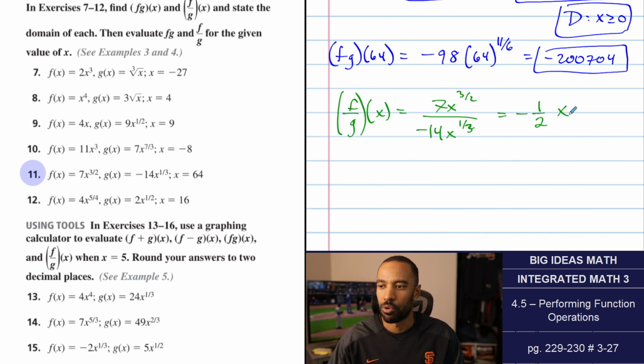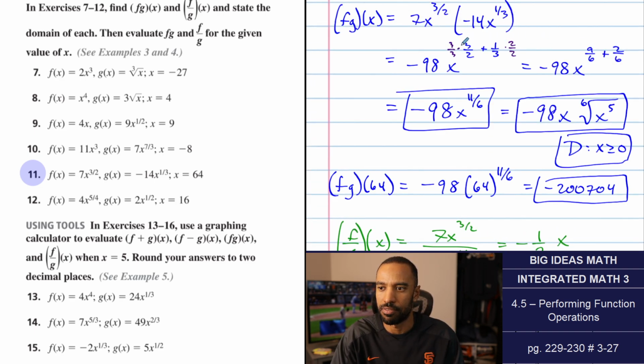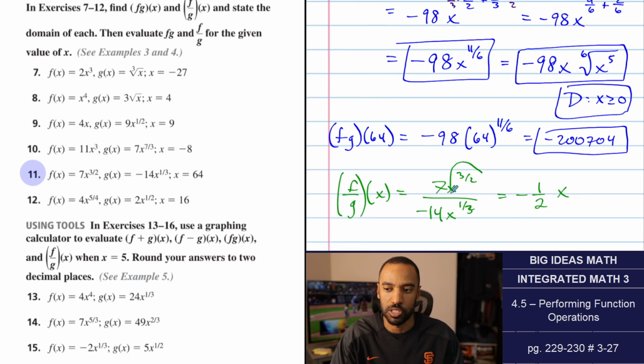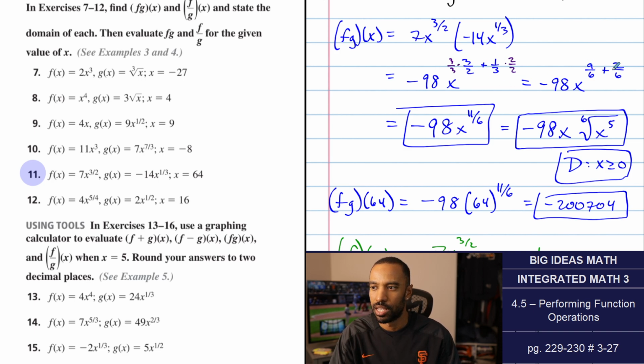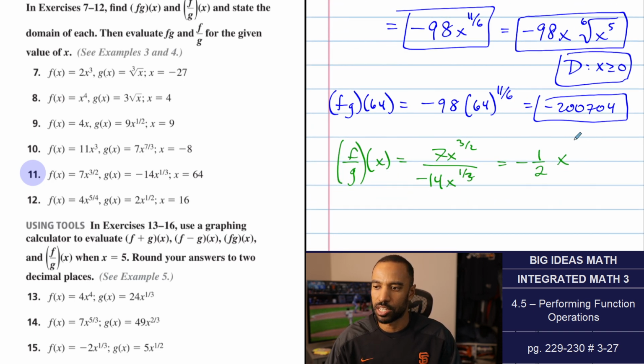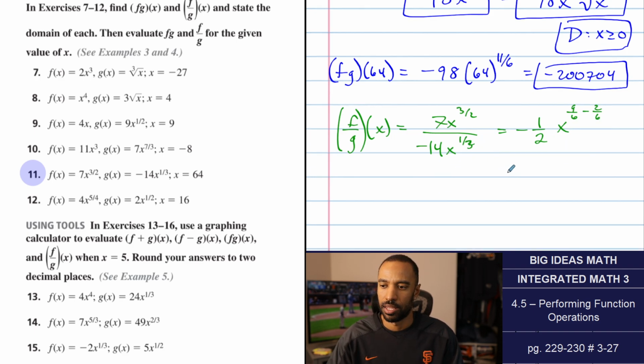That'll remain. Now, remember, we're going to subtract these two exponents, and we have the common denominator versions of these. We're going to subtract because it's division, right? So 3 halves is also 9/6, and 1/3 is also 2/6. So 9/6 minus 2/6, which is going to be negative 1/2 x to the 7 over 6 power.